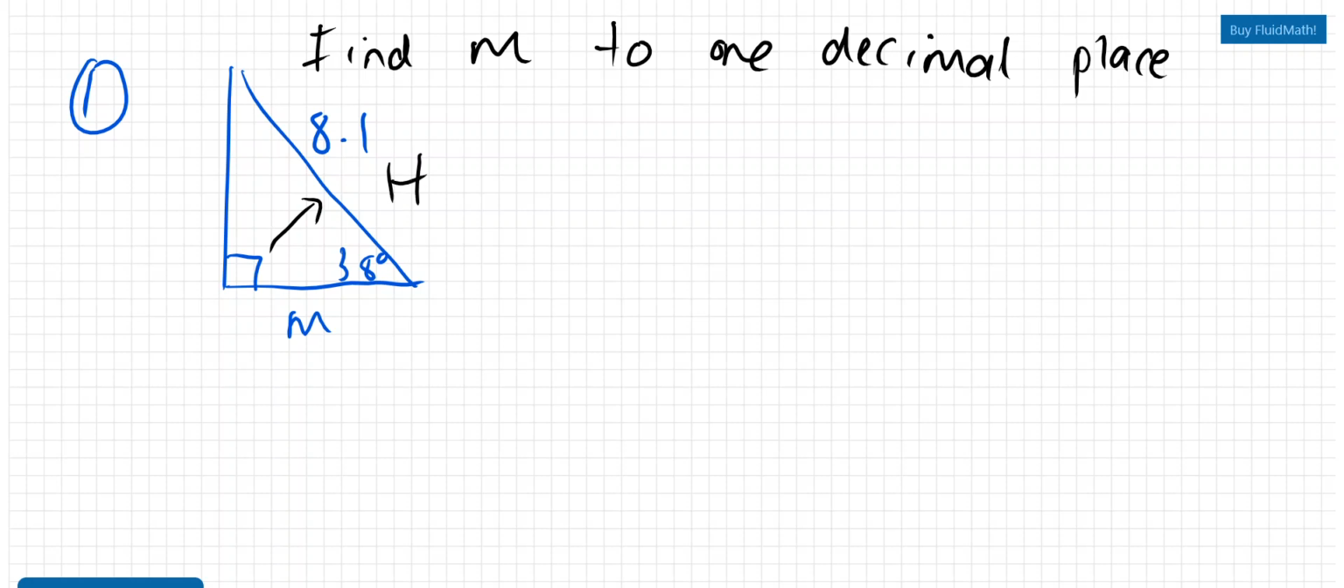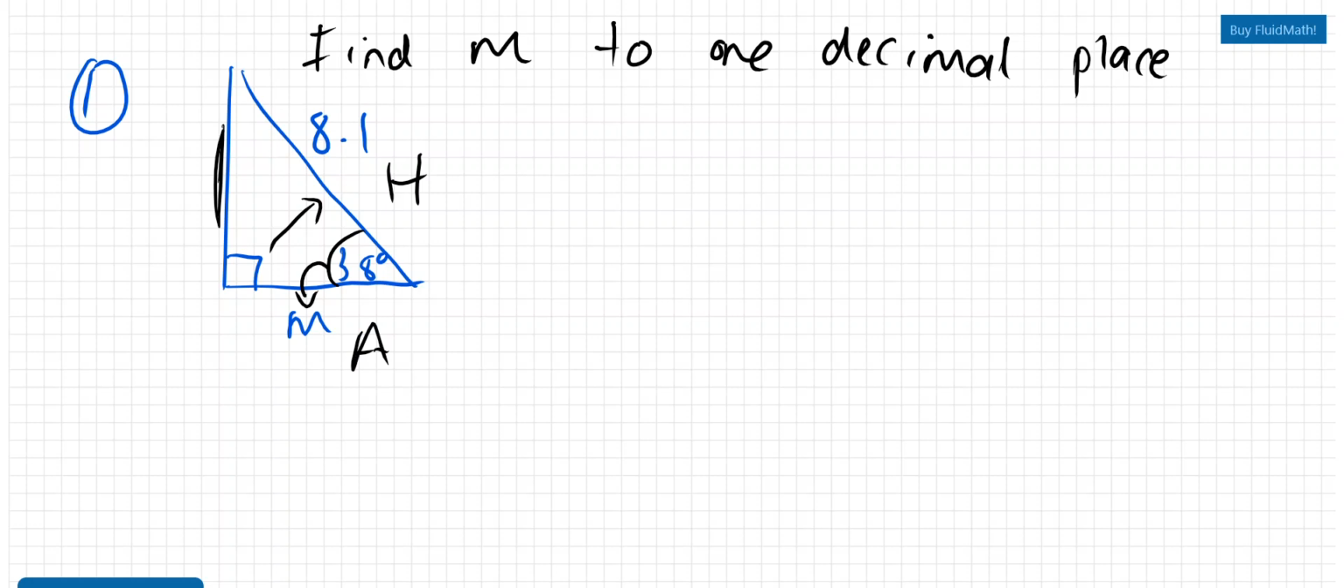It's really important to be able to label your triangle depending on where the angle is. Here I have 38 degrees down there, and that's going to tell me what m is. m is my adjacent because it's right next to 38. The opposite would have been this line here, but I have no value there, so I'm not going to use that. So I'm going to put an A there for adjacent.